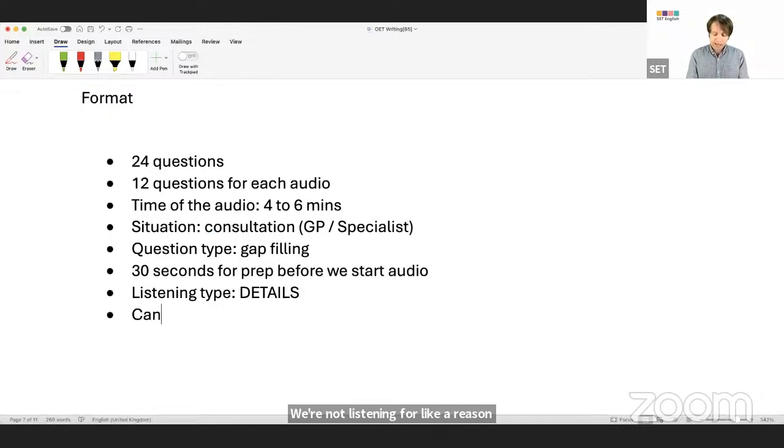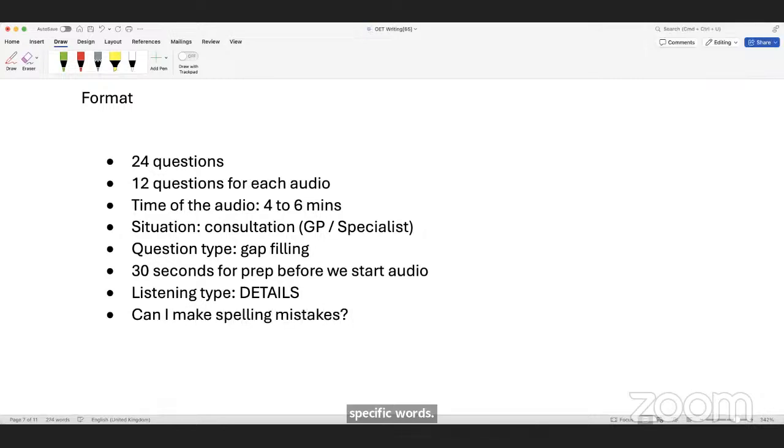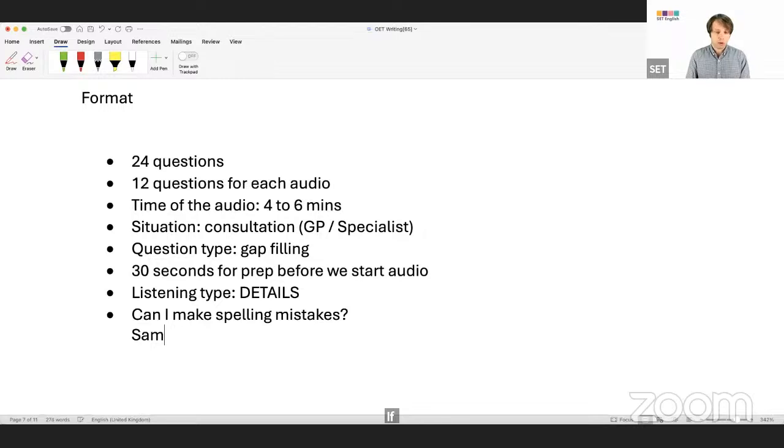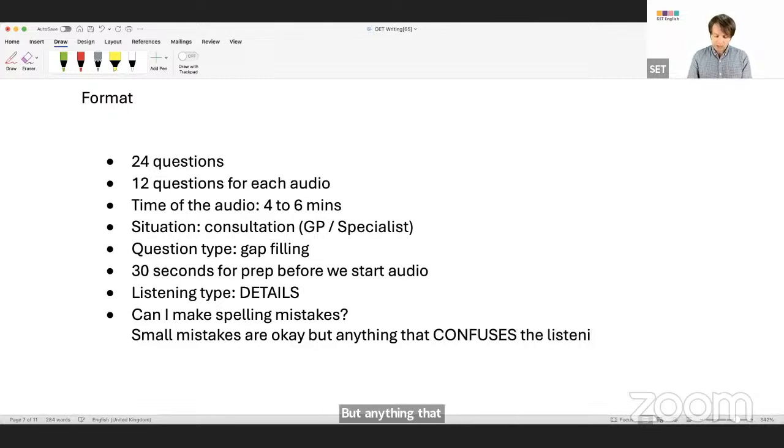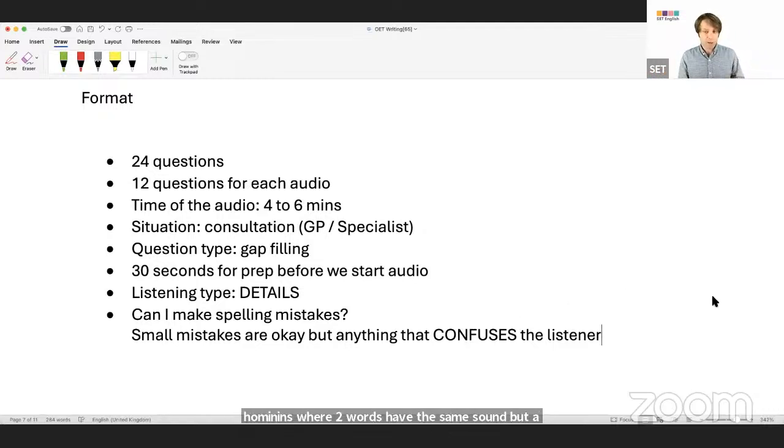Now Farid, can I make spelling mistakes? If it's phonetically fine, then it's fine. Small mistakes are fine, but anything that confuses the listener, you don't get the marks. And of course, homonyms. We were talking before class about homonyms, where two words have the same sound but a different spelling and a different meaning. That would be an automatic 0.